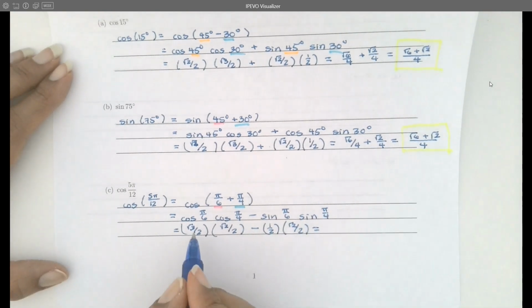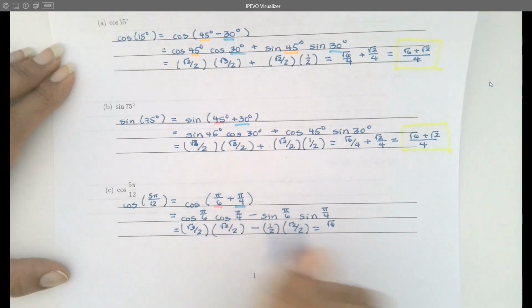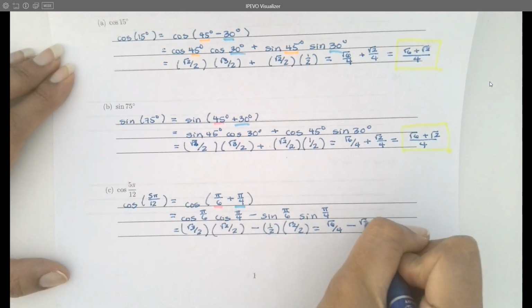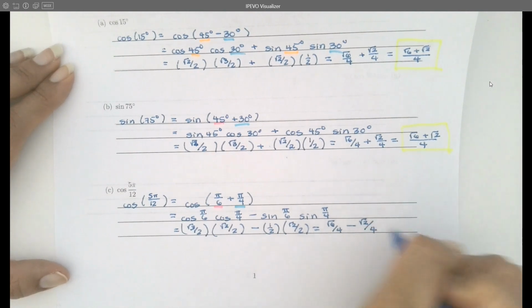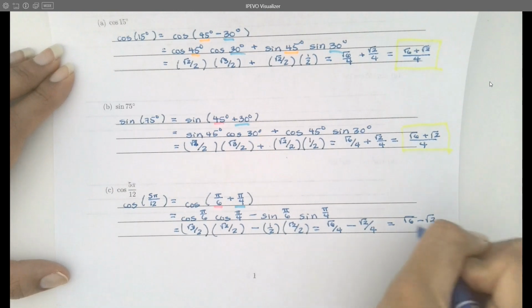Okay, so what do we get? Radical 3 times radical 2 is a radical 6 over 2 times 2, that's 4, minus 1 times radical 2 is radical 2, over 2 times 2 is 4. So the final answer is square root of 6 minus square root of 2 all over a 4.